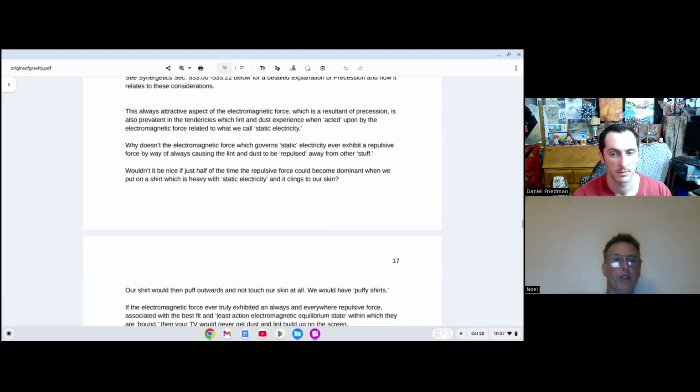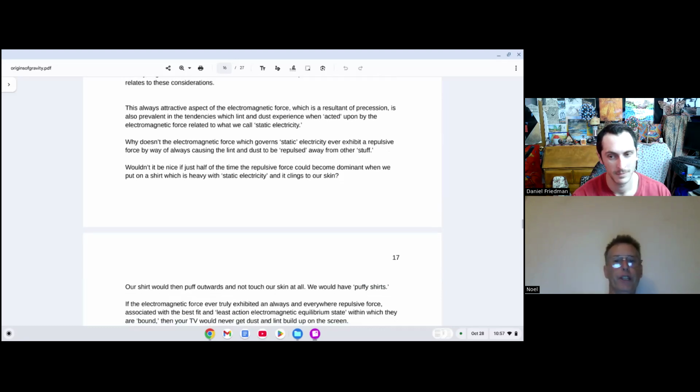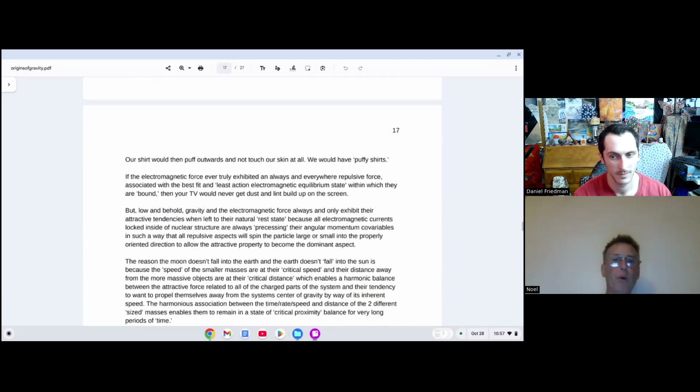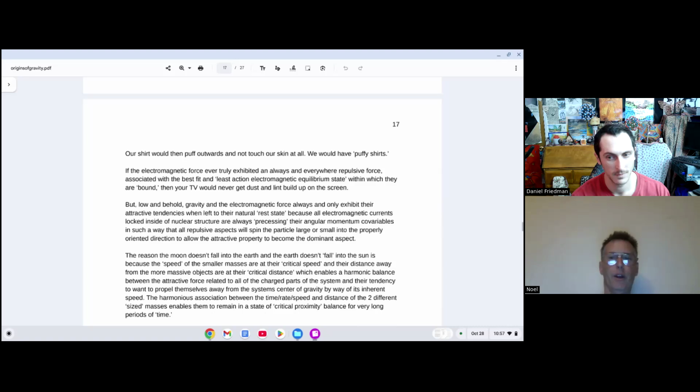Wouldn't it be nice if just half of the time the repulsive force could become dominant when we put on a shirt which is heavy with static electricity and it clings to our skin? Our shirt would then puff outwards and not touch our skin at all. We would have puffy shirts. Same thing as if the electromagnetic force ever truly exhibited always and everywhere repulsive force. The TV would never get dust or lint on it.